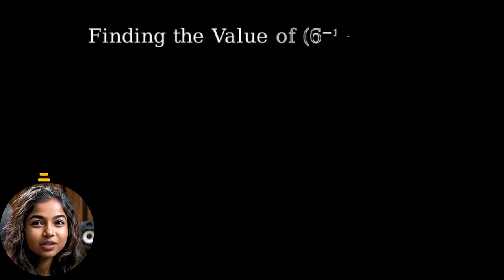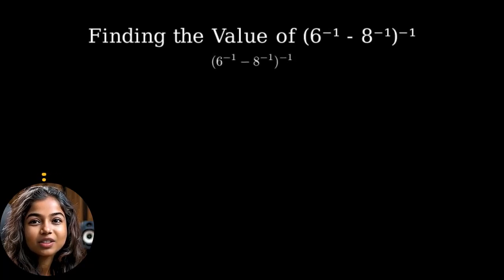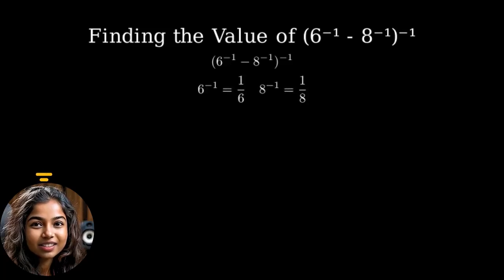Let's solve this problem step by step. We need to find the value of 6 to the negative first power minus 8 to the negative first power, all raised to the negative first power. First, let's recall that a negative exponent means we need to convert the numbers to fractions. 6 to the negative first power is 1 over 6, and 8 to the negative first power is 1 over 8. Now we can rewrite our expression. It becomes 1 over 6 minus 1 over 8, all raised to the negative first power.